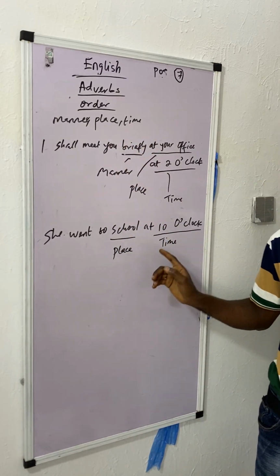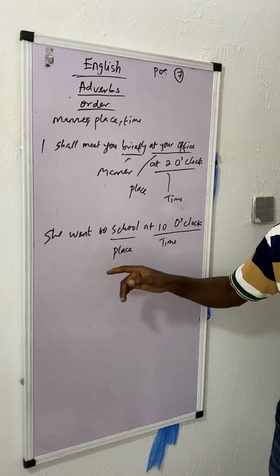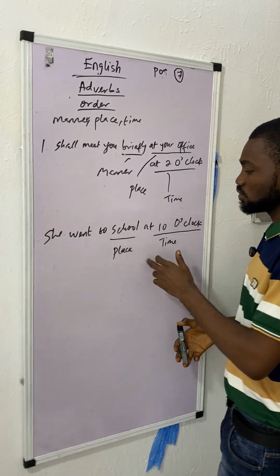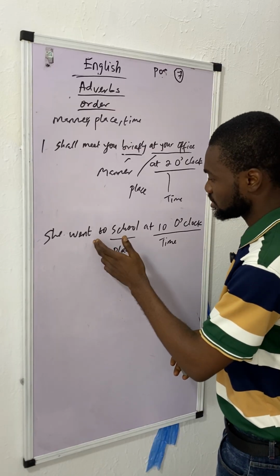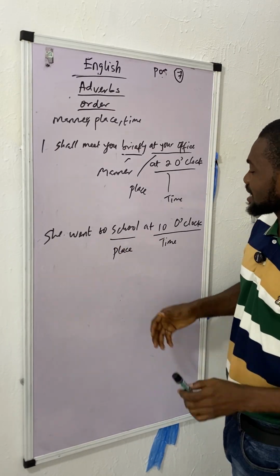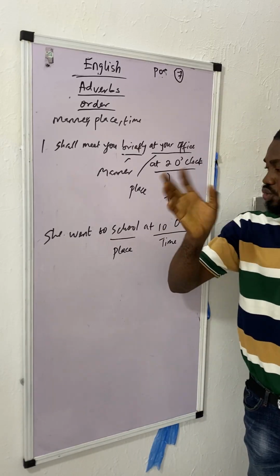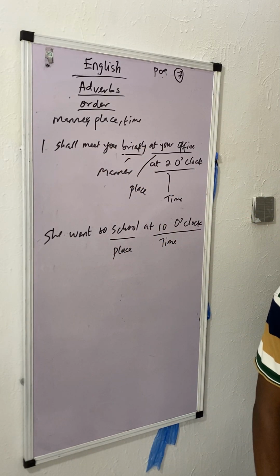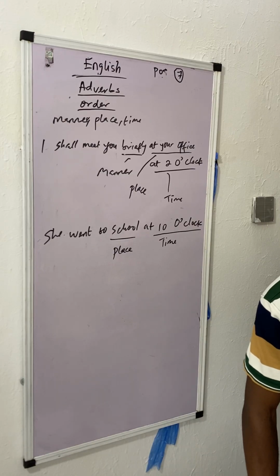But when we now say at 10 o'clock, she went to school, or we say she went 10 o'clock to school, that one is wrong. It doesn't follow the order of adverb. It must follow manner, place, time. That's it. But when time appears in a cluster, what do we do?